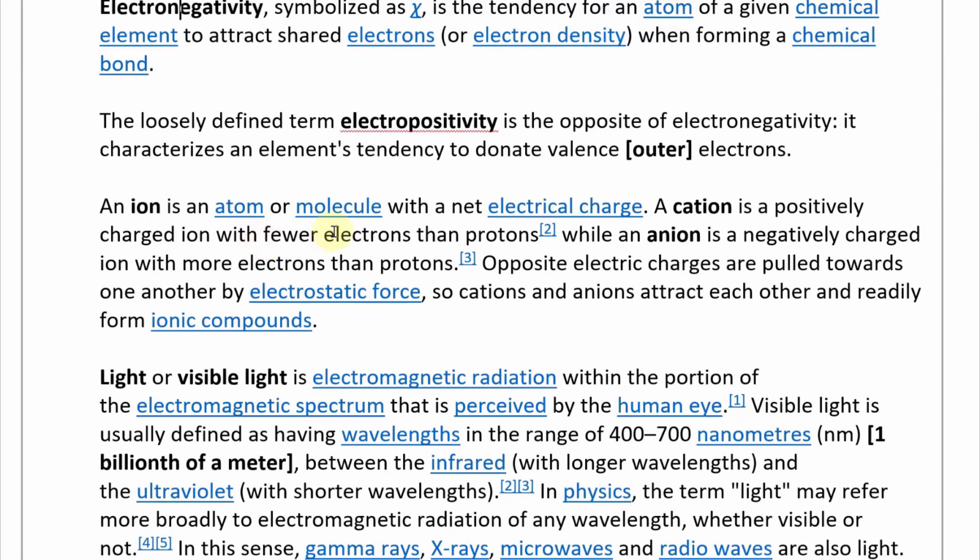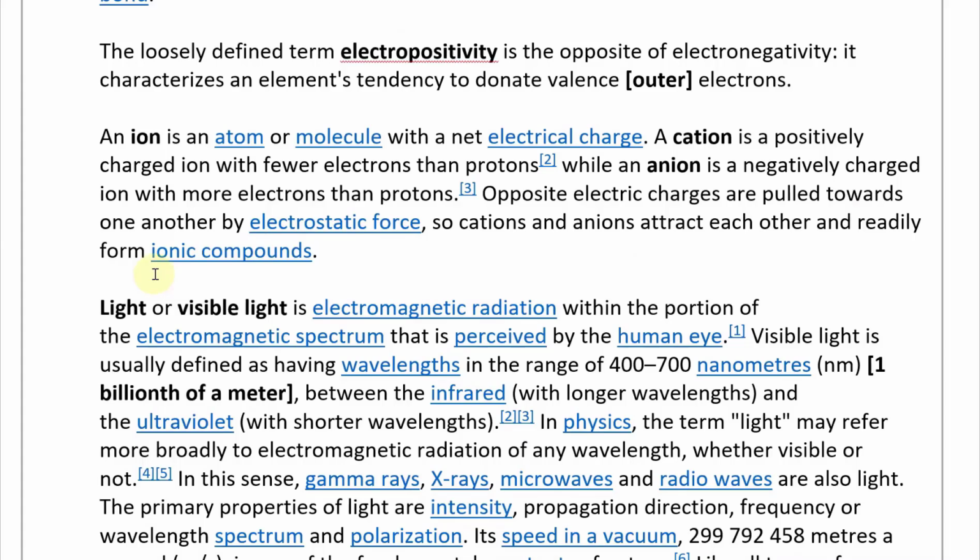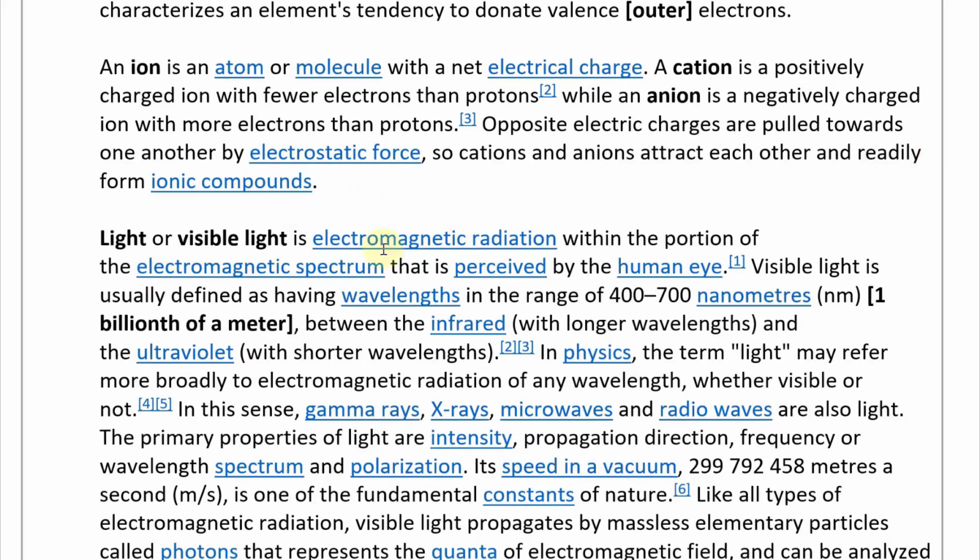An ion is an atom or molecule with a net electrical charge. A cation is a positively charged ion with fewer electrons than protons, while an anion is a negatively charged ion with more electrons than protons. Just remember, protons are positive, electrons are negative. Opposite electric charges are pulled towards one another by electrostatic force, so cations and anions attract each other and readily form ionic compounds. So yes, you have different charges. I mean, if you have ions that are positively charged or negatively charged, they will push towards each other and make ionic compounds, or at least can do that more readily.